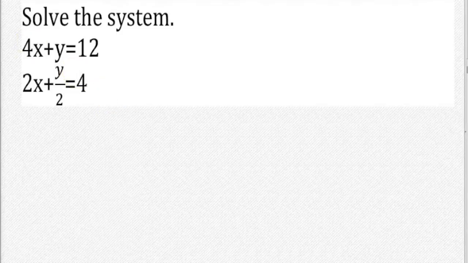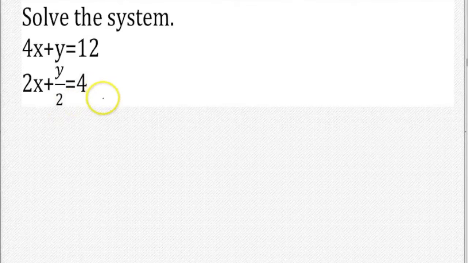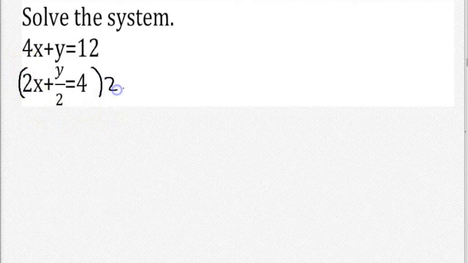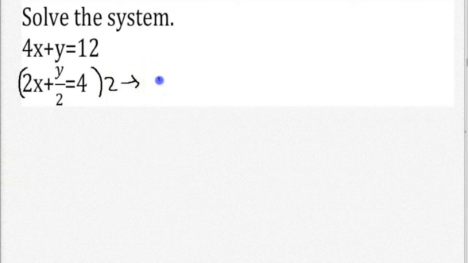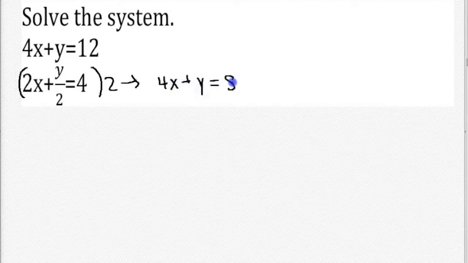So we're going to start with some practice problems. We have this problem first: 4x plus y equals 12 and 2x plus y over 2 equals 4. First I'm going to take the second equation and multiply by 2 to get rid of the fraction. And this equals 4x plus y equals 8. And so now we have this equation and the first equation.